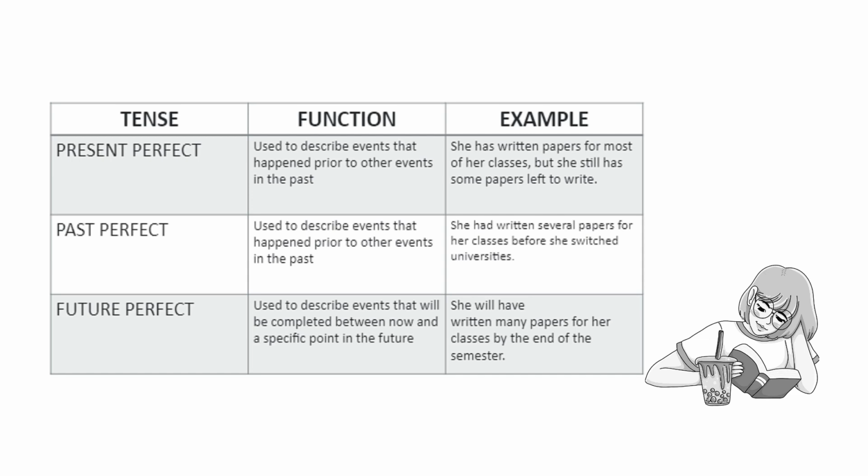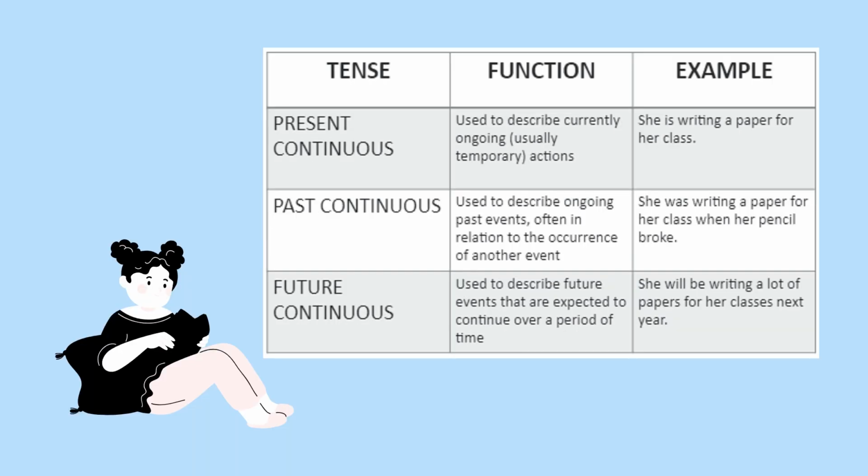Here, by the end of the semester mentions the event in future. So, these are the perfect tenses. Remember that we always use past participle in the perfect tense. Moving further to the continuous tenses.